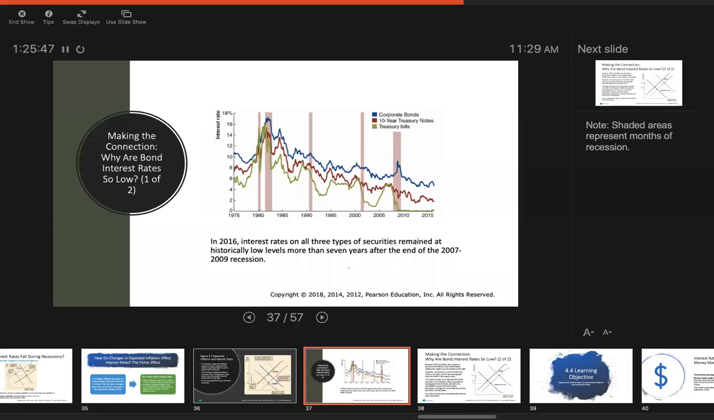All right. So to close off this section, then we'll go back to the original idea. Why are interest rates still so low, right? So if you look at this trend here, right? So here we have the corporate bond rates, right? So that's in blue. We have the 10-year treasury note rate.